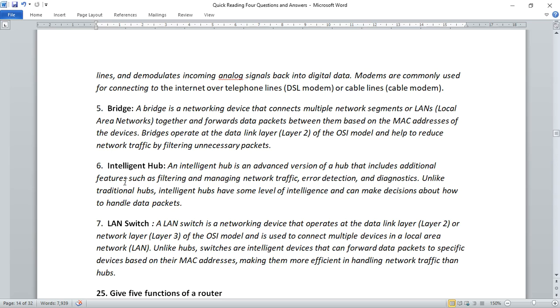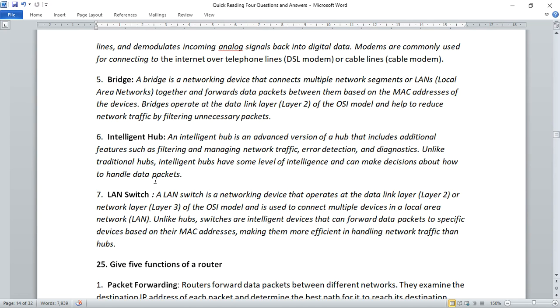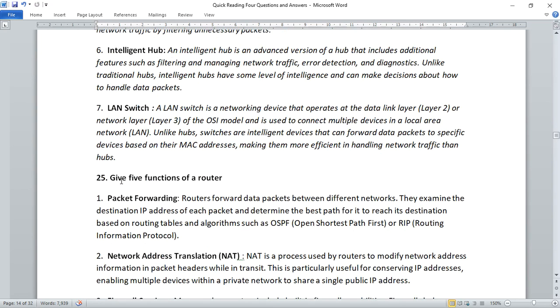Then we have an intelligent hub. The difference between an intelligent hub and a hub is that this one has a database. It has a database that keeps the details of some exchange of data, just like a router. Then you have the LAN, that is the local area switch. It is a networking device that operates at the data link layer 2 of the OSI model. Later on we shall see the layers of the OSI model, but that doesn't mean that you may not grasp what a local area network switch is.